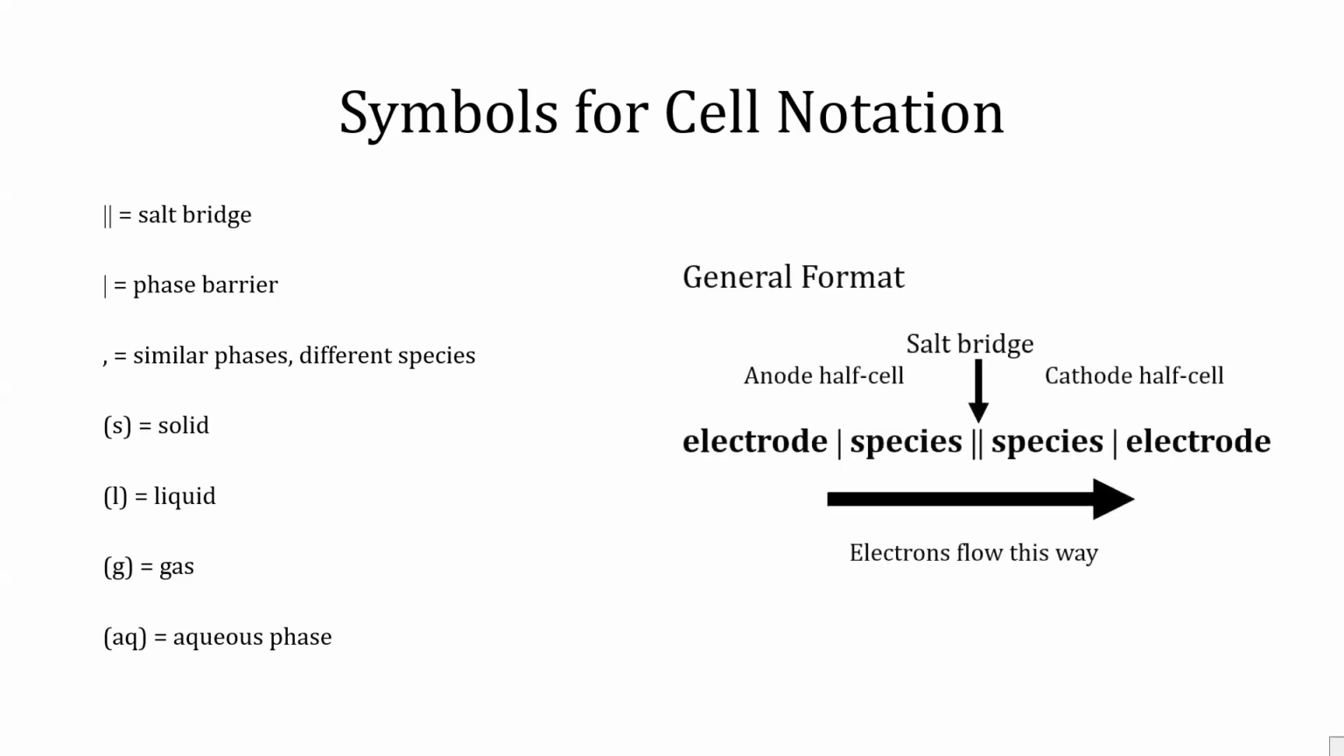The general format for cell notation is electrode, vertical line, species, double vertical line, species, vertical line, electrode. The anode half cell is written on the left side and the cathode half cell is written on the right side, separated by the salt bridge. Electrons flow from anode to cathode. Let's look at a few examples, all of which are spontaneous processes where the cell potential is greater than zero.